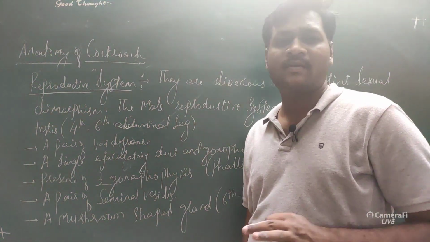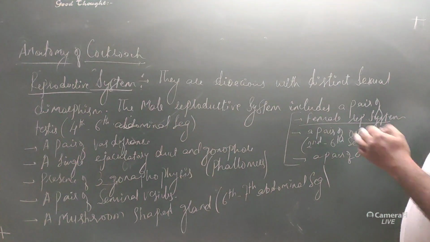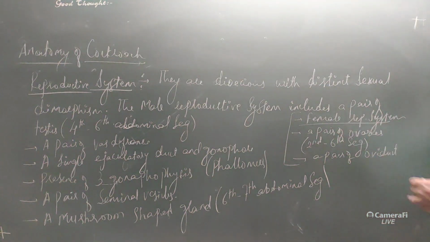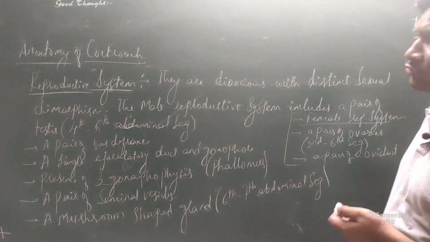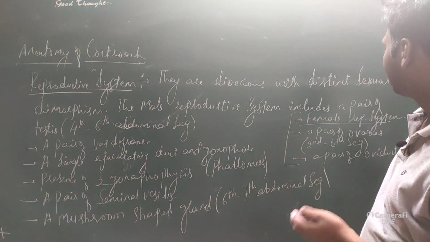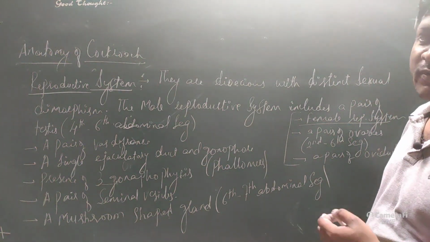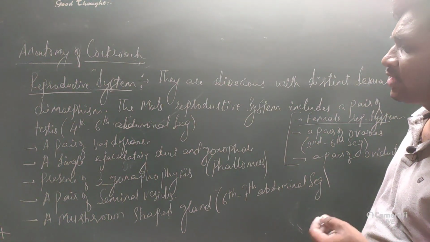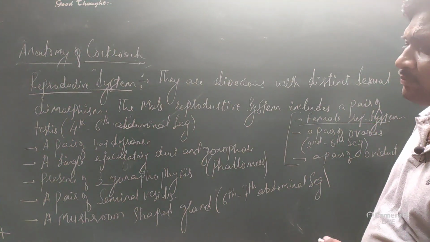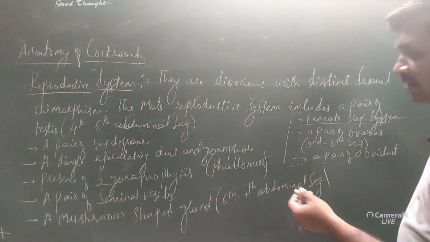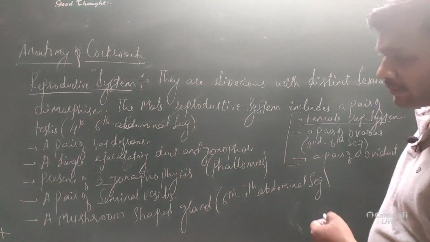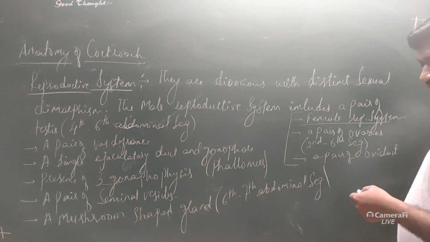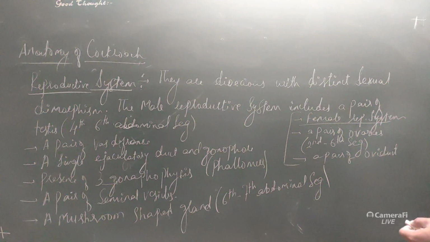These segments are very, very important, because when questions are asked on the reproductive system, you are supposed to answer them. You have to remember that they are dioecious and show distinct sexual dimorphism. The male reproductive system includes a pair of testes, located from the 4th to 6th abdominal segment, a pair of vas deferens, a single ejaculatory duct, and the gonopore. Then there are 3 gonapophyses called phallomeres, and a pair of seminal vesicles. Then a mushroom shaped gland, located in the 6th and 7th abdominal segment.